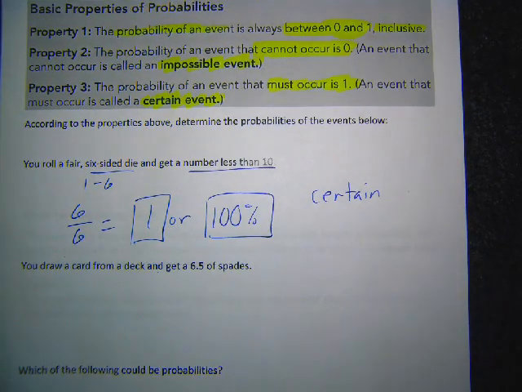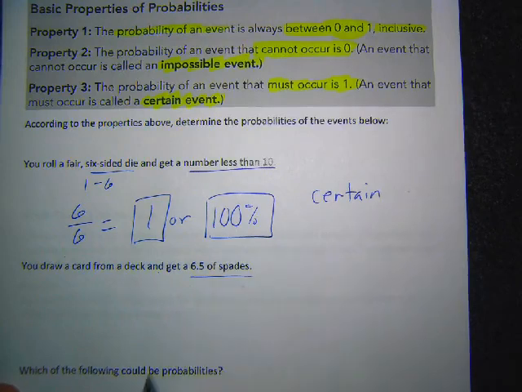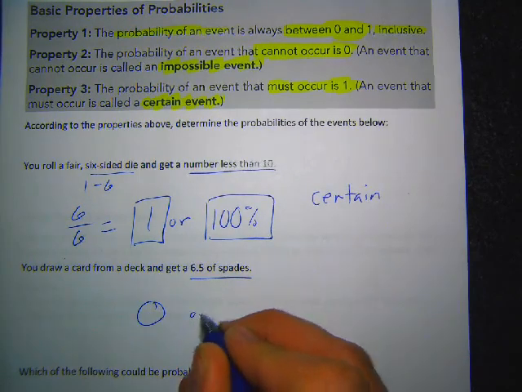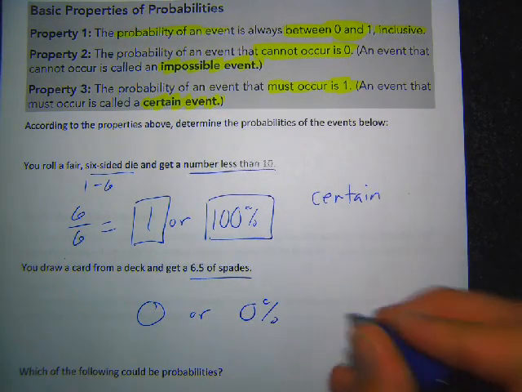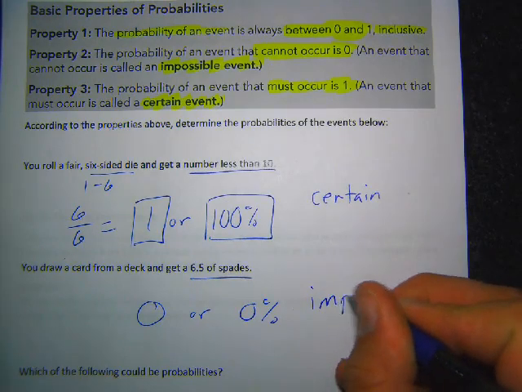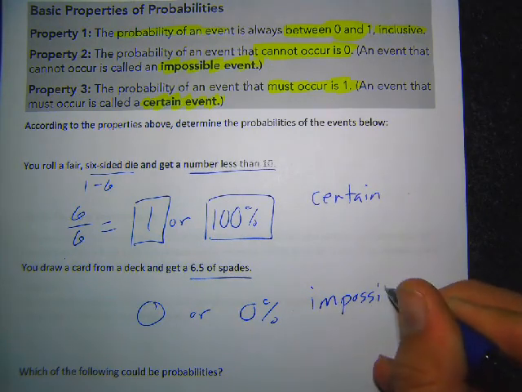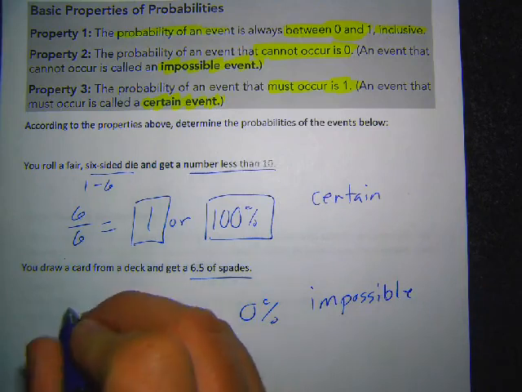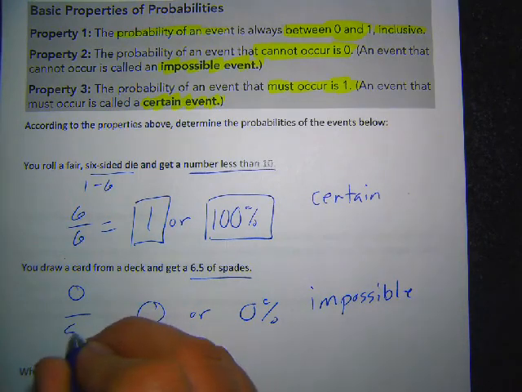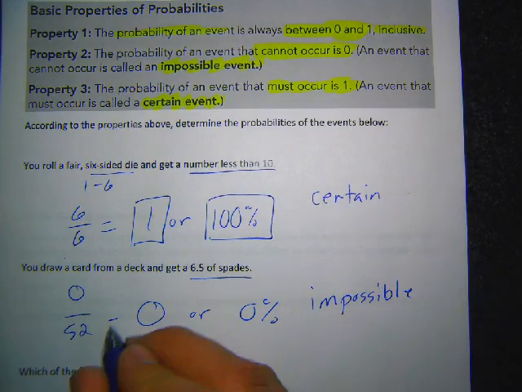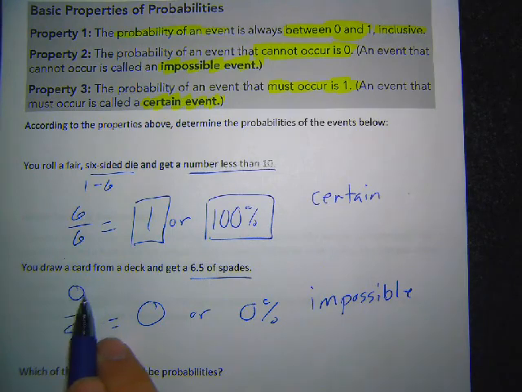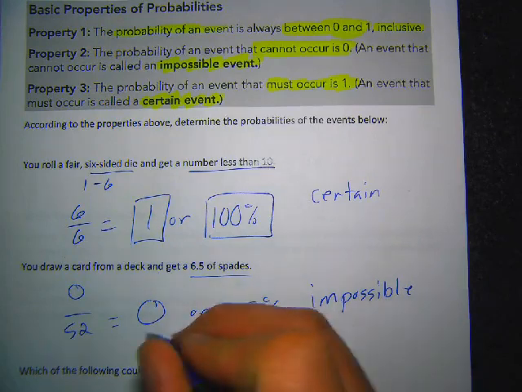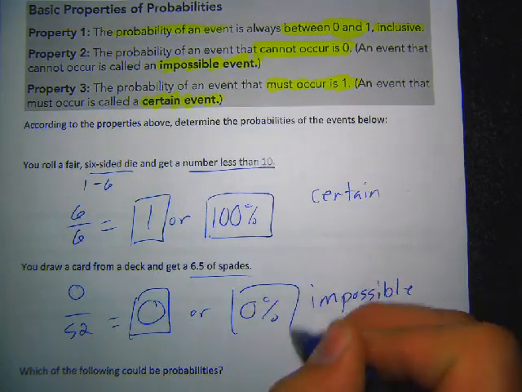They have just whole numbers, so this is not possible. So this would be 0 or 0% chance. This is impossible. So if you think about it, how many good options are there? Well, there's no 6.5, so there's 0 good options out of the 52 cards in a regular deck. Since there's no good options, 0 divided by 52 is 0, because 0 divided by anything is always 0. This one's 0 or 0%, it can't happen.